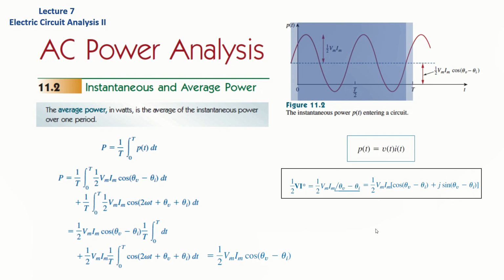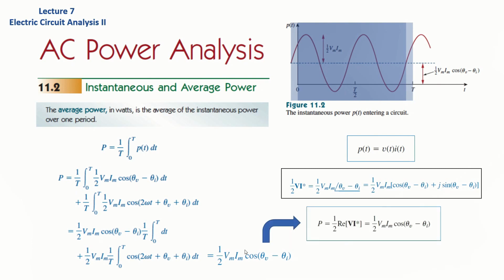Therefore, we can represent this by writing it as the real part of V I conjugate, right? So this is a phasor representation. This particular form is a phasor representation of this expression. This is just to make sure that we find a way to represent this average power in phasor form, because in this course we'll be dealing with phasors.